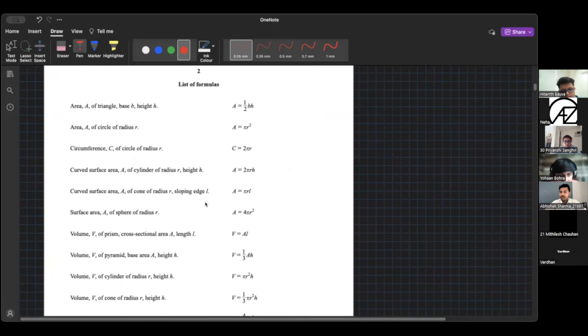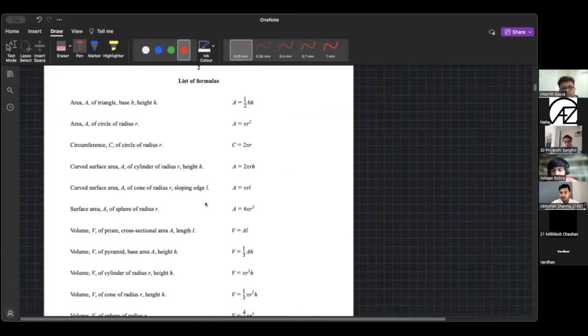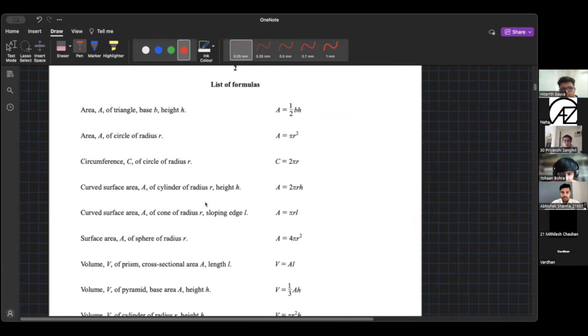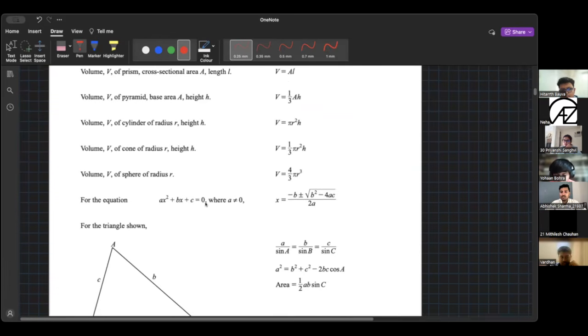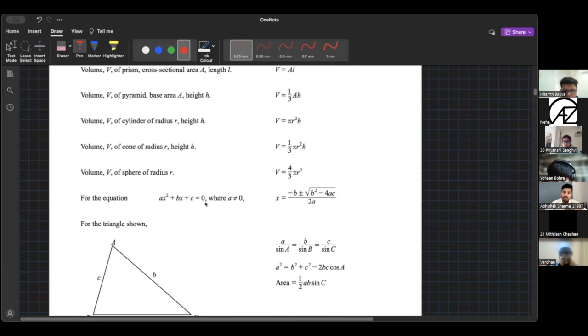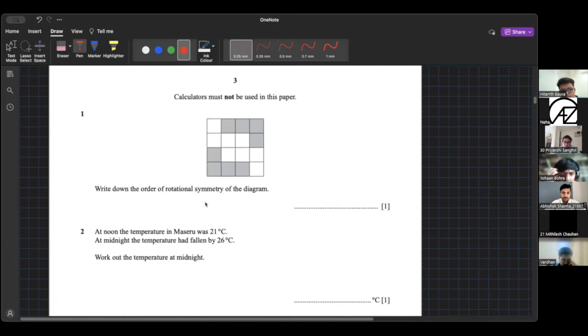From 2025 onwards, the formula sheet is given to us. I hope you all are already aware. These are the set of formulas that are given to us. So whenever there is a question, we should make sure that we use the formula sheet and do not end up making any mistake. So let's start from question number 1.